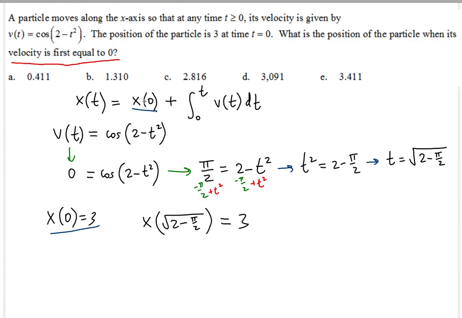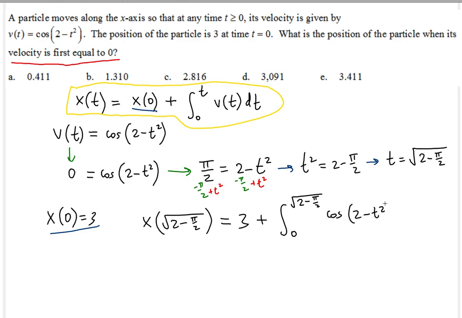So we're substituting that in. I'm using this equation that involves the integral. So 3 plus the integral from 0 to the time that we just found, at which the velocity is first equal to 0, and the velocity function, of course, is cosine of 2 minus t squared dt.